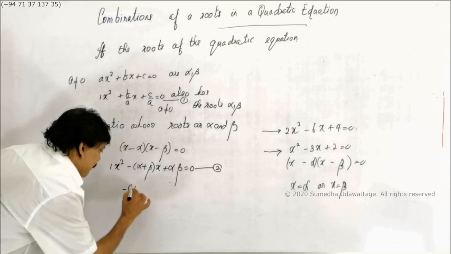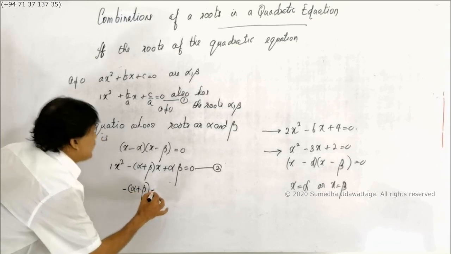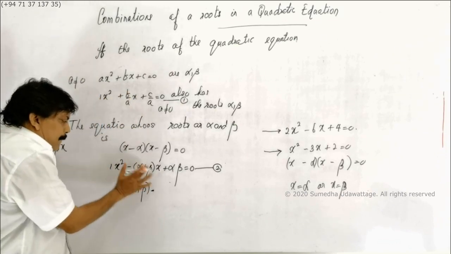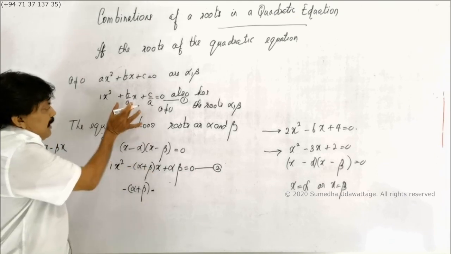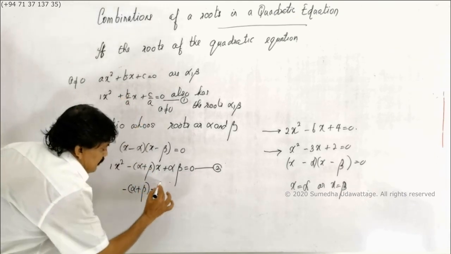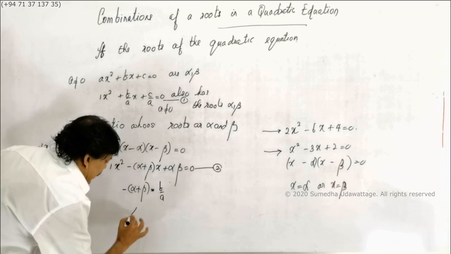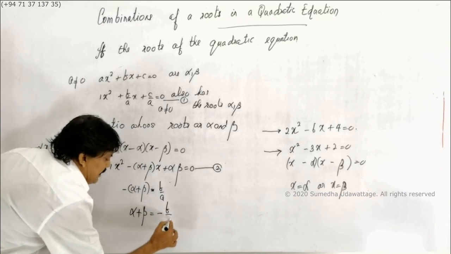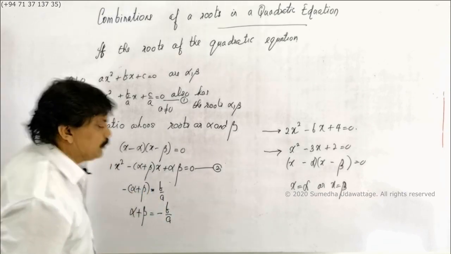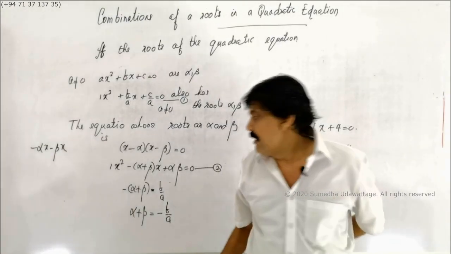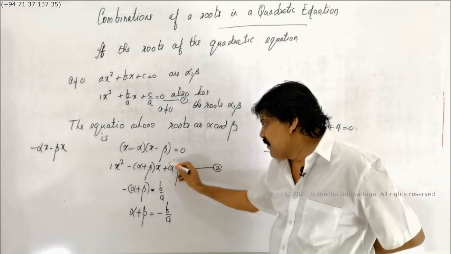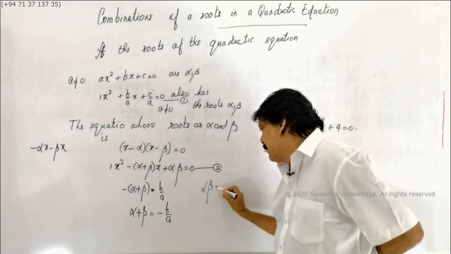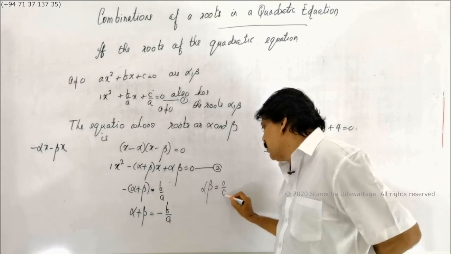Then minus alpha plus beta has to be equal to the coefficient of x here, which is b over a. Then you get alpha plus beta is equal to minus b over a. And then the constant value here has to be equal to the constant value here. Alpha beta is equal to c over a.